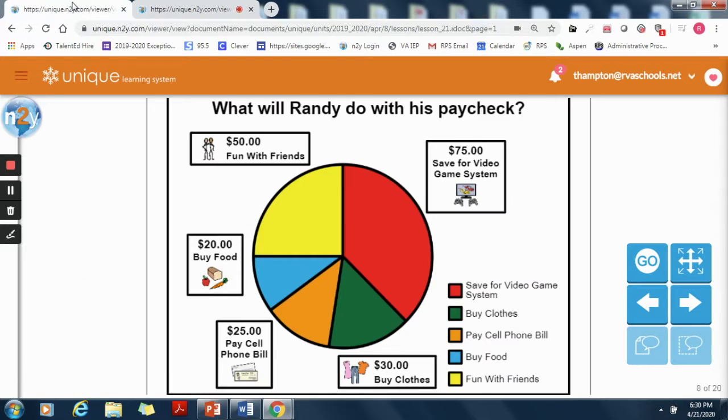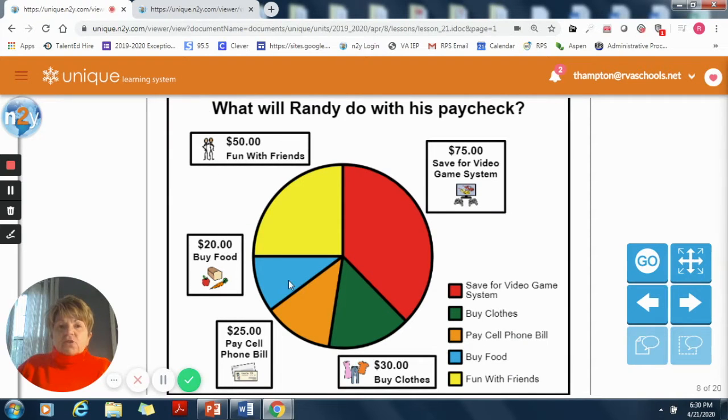All right, so let's take a quick look at Randy and Randy's paycheck. Do you remember looking at this graph? Remember this week we had talked about a double bar graph. We had looked at a horizontal bar graph, but this one had a special name. What was the name of this one? Kind of looks like its name. You can ask a family member if you're not sure. Yes, it's a pie graph.